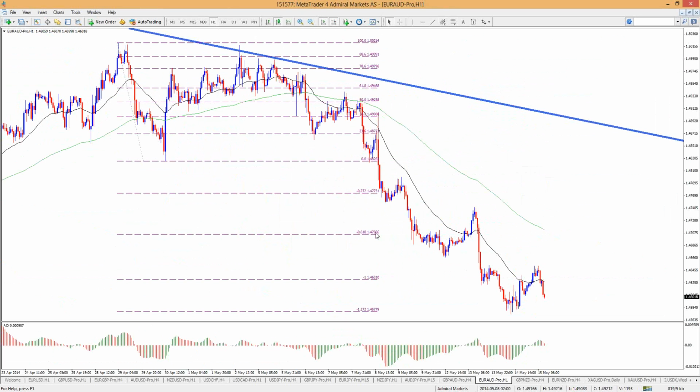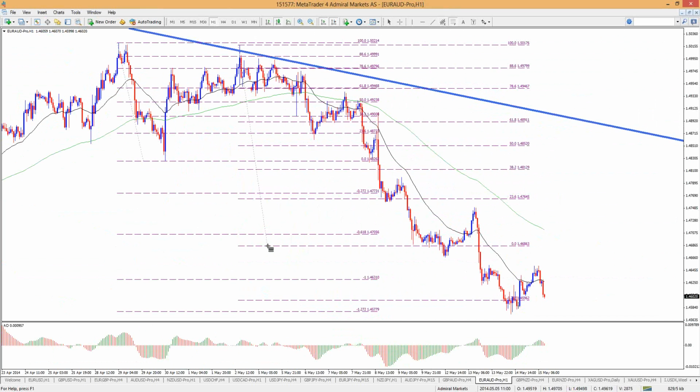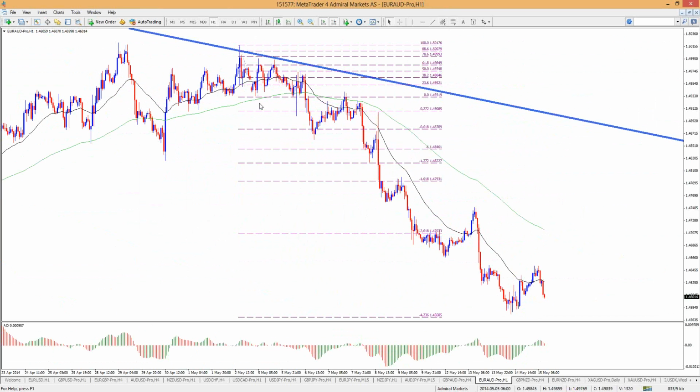So here we had the first pullback, deep pullback, and we hit the target right there, which means we can start fibbing the next move down. It seems not so logical to put a fib on this move. Price didn't really respect that fib either. So we can take that one off. Let's see the next one.